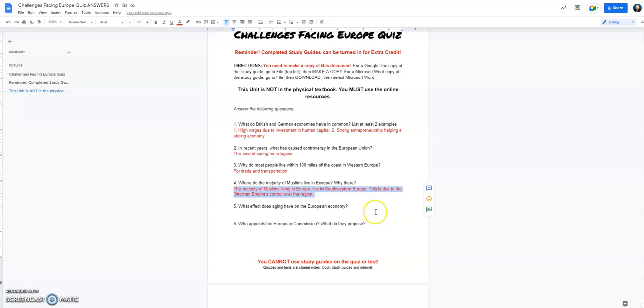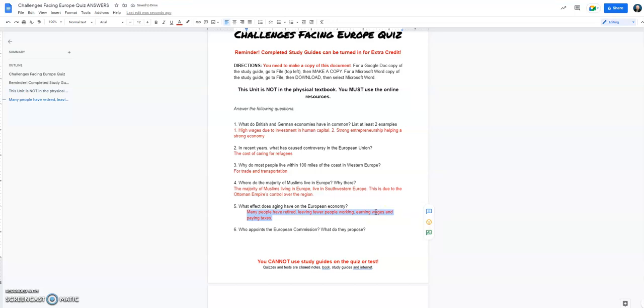Question number 5. What effect does aging have on the European economy? So Europe is an aging population, meaning that on average, European people are older than the average age of the rest of the people in the world, right? A lot of countries have younger populations where the average person is younger. Europe is an aging population where the average person is a little bit older.